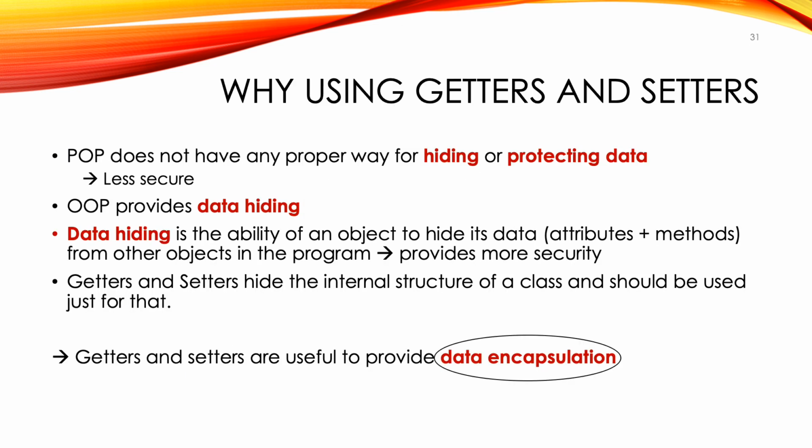Now, why use getters and setters in the first place? Okay, in the procedural approach, we don't have protecting data or data hiding. It's less secure. However, in the object-oriented approach, thanks to the setters and getters and private attributes, we can do data hiding. So, the client cannot access or update the attributes without the permission of the getters and setters. This will give us data encapsulation.